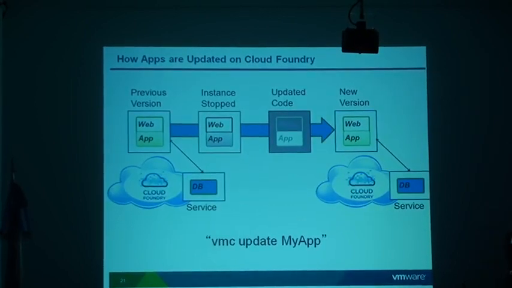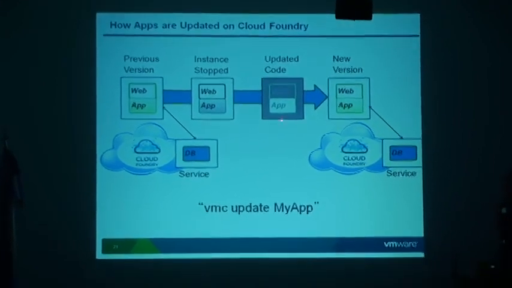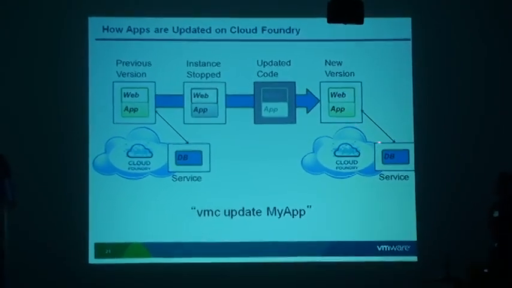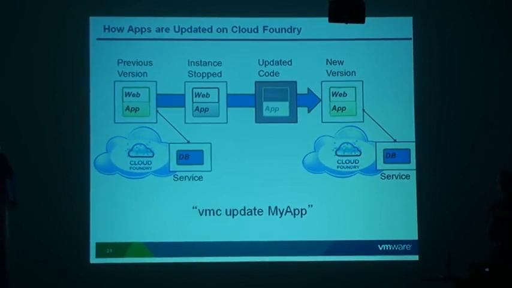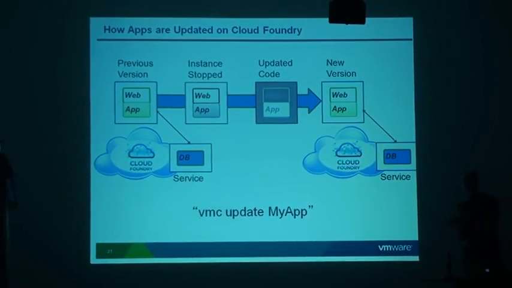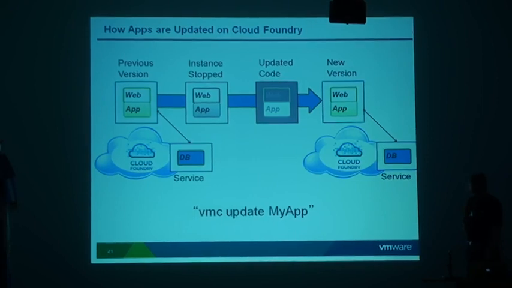How do we update applications? Well, here we start with the previous version. You briefly stop the instance, and then update your code, and then start it up again. And so you can just say, stop, update, and then restart. And you're up and running with a new version of your application. VMC update my app will take care of that.